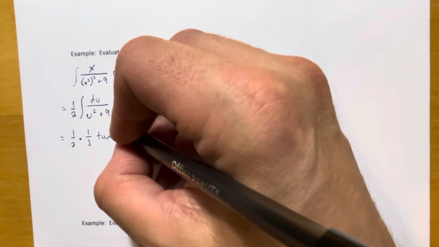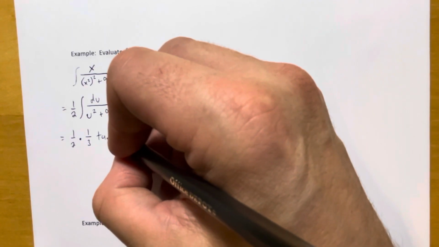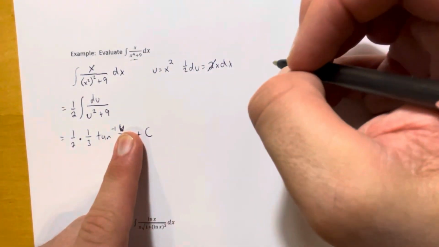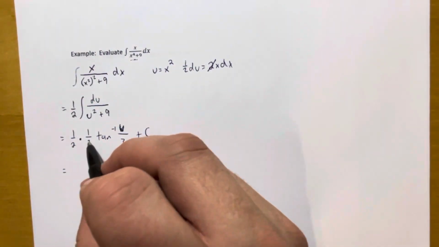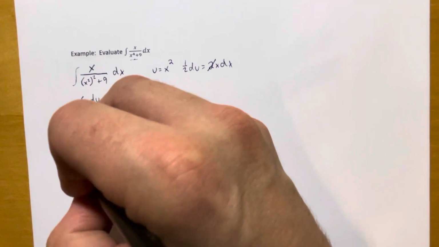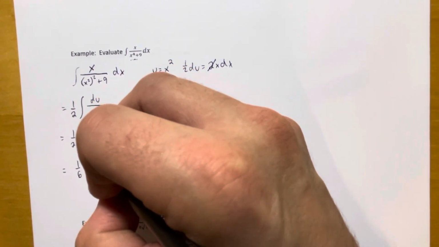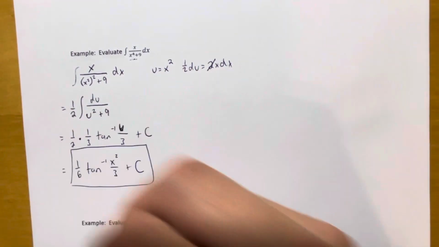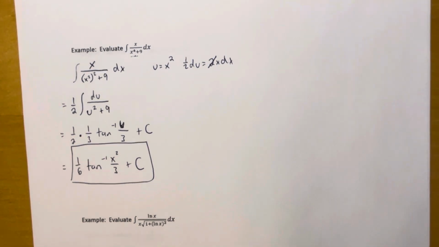So u. I have to remember that we're working with u right now. u over 3 plus c. And now I want to convert my u back into an x squared to finish this problem. 1/2 times 1/3 is 1/6. Arctangent of x squared over 3 plus c. That would be my final answer. Okay, so our strategy worked. We found a non-obvious u substitution that ended up working here.